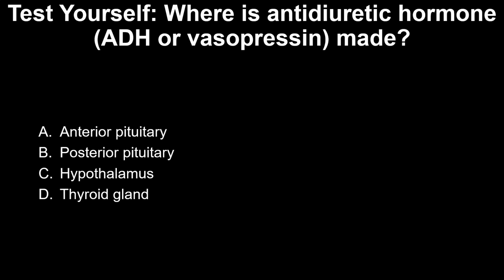And where is antidiuretic hormone, also known as ADH or vasopressin, where is that made? Is it made in the anterior pituitary, posterior pituitary, hypothalamus, or thyroid gland? It's the hypothalamus. It's made in the hypothalamus, and then it is stored in the posterior pituitary, where it is then secreted into the bloodstream. But remember, the neurohypophysis, the posterior pituitary, does not make any of its own hormones. It only stores and secretes them.